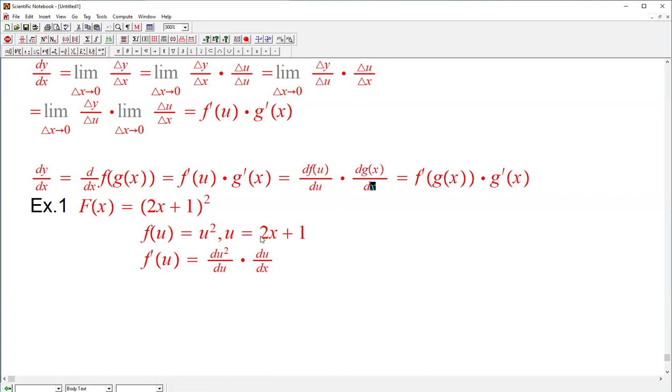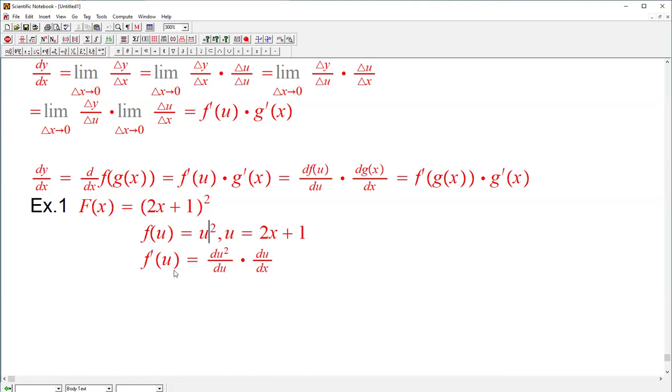Now the question is answered. Why do we use du dx? Because when we use du dx, we indicate whether the derivative is with respect to x or with respect to the intermediate variable, which is u. Okay, so f of u is u squared, and u is 2x plus 1.